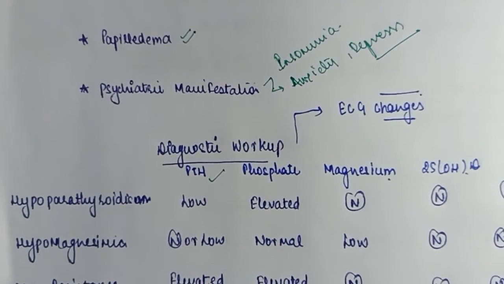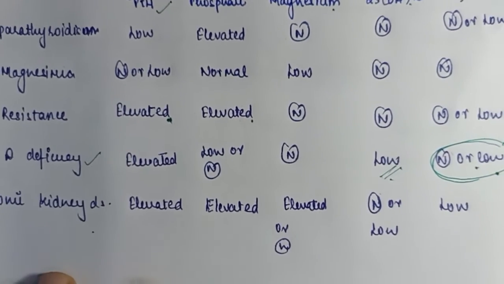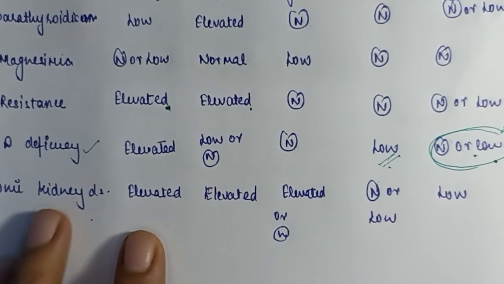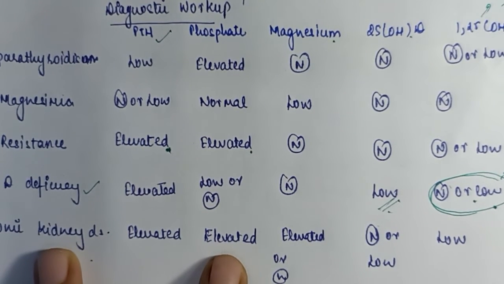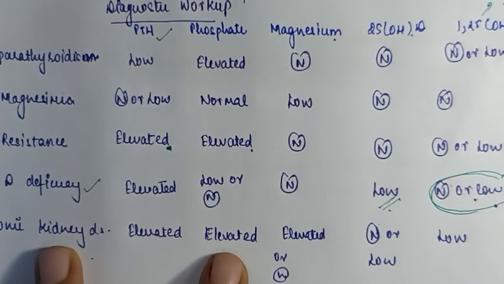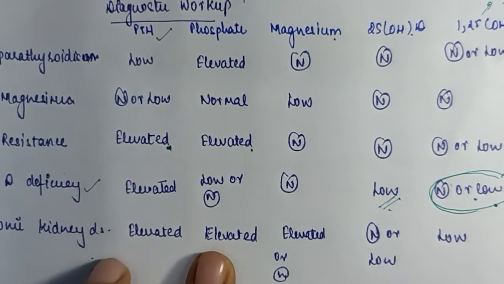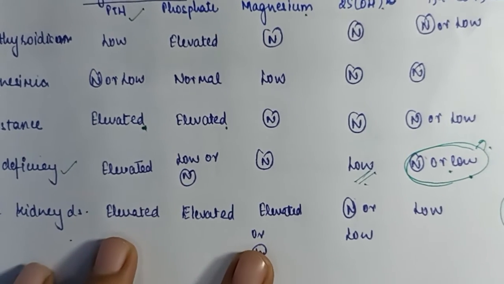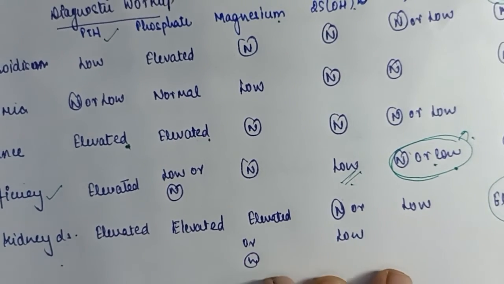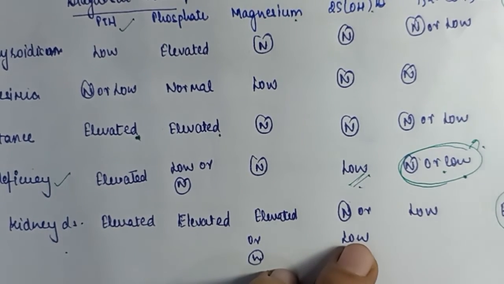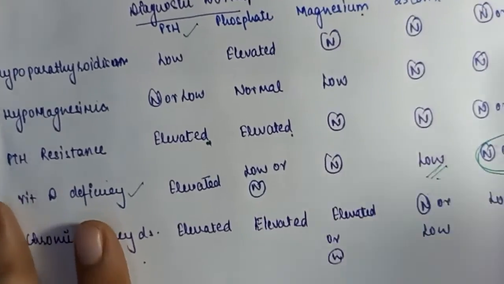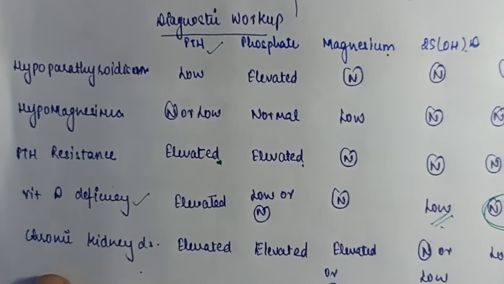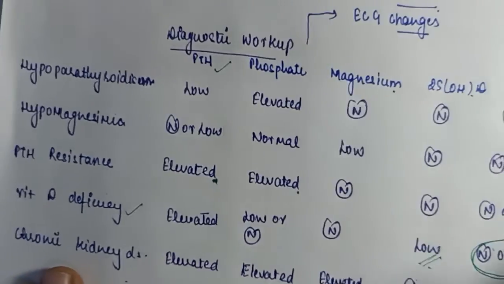In chronic kidney disease, we will see elevated creatinine levels. There is secondary hyperparathyroidism, so PTH levels will be elevated. Phosphate levels will be elevated. Because of elevated phosphate levels and hypocalcemia, there is secondary hyperparathyroidism in CKD patients. Magnesium levels can be elevated or normal, and vitamin D3 levels are usually low in CKD patients. So this is the diagnostic workup for how we can evaluate hypocalcemia.